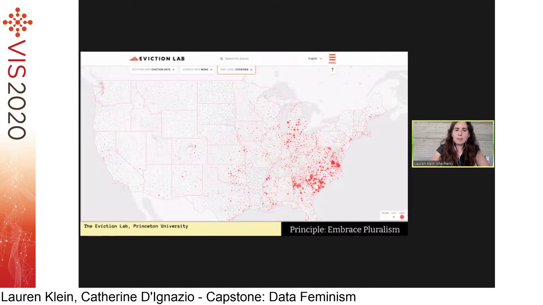So the Eviction Lab's maps derive from seemingly bigger data, right? They say it's national, we're looking at eviction nationally, where the map that we're looking at is of the whole country, right? It seems to give a more comprehensive picture of the problem of eviction in the United States. And you could say, by best practices, it's a better visualization, right? And we'll talk about that some more in a minute.